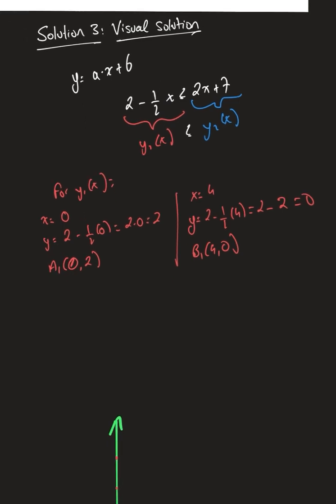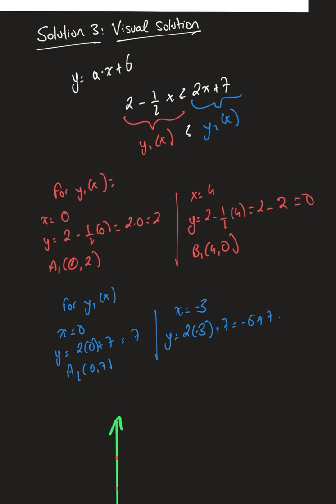Now, let's move to y2 of x, and we are going also to find 2 points for y2 of x. Let's take x equals 0 just as for y1 and say that y is going to be equal to 2 times 0 plus 7, which is equal to 7. Therefore, a2 is going to be (0, 7). And then let's take x equals minus 3, for example, and we're going to have that 2 times minus 3 plus 7 is minus 6 plus 7, which is equal to 1. Therefore, b2 is going to be (-3, 1).